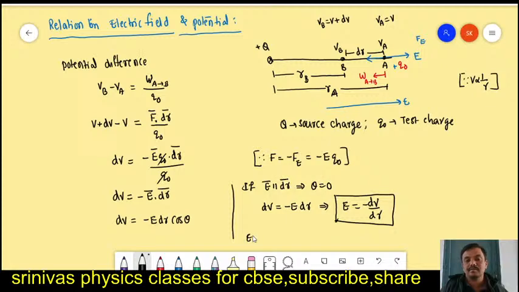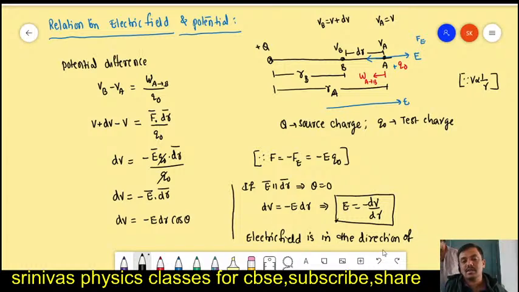What is the meaning of this? E is equal to minus dV by dr. dV is the change in potential, dr is the distance, and E is the electric field. The electric field is in the direction of decrease in potential. In which direction is the potential decreasing? In that direction the electric field will be there. Electric field is in the direction of decrease in potential.